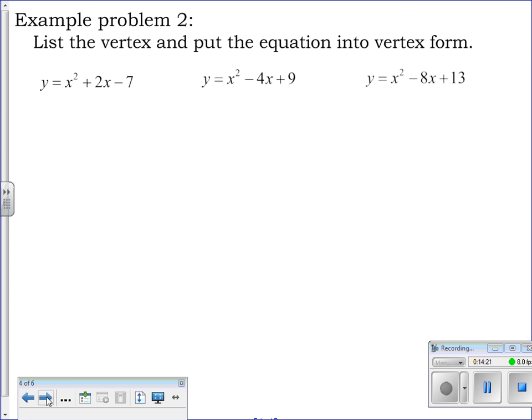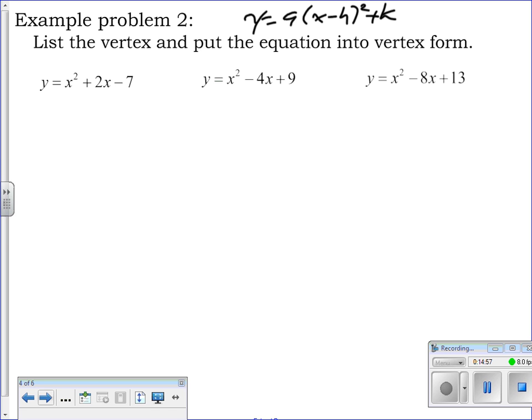Okay. List the vertex and put the equation into vertex form. First thing, remember vertex form: y equals a times (x minus h) squared plus k. Now, there is nothing in front of the x squared. All my x squareds are 1, so my a will be 1.